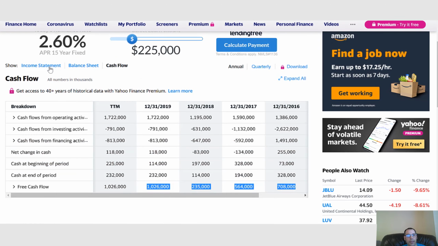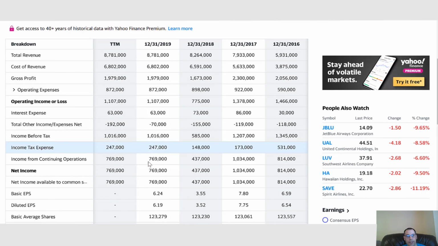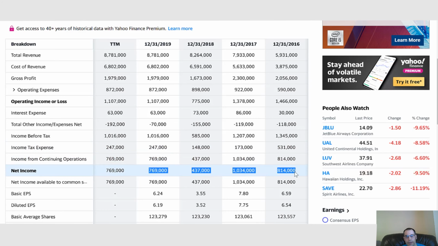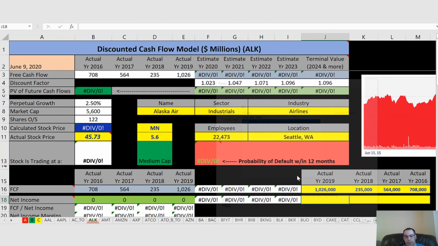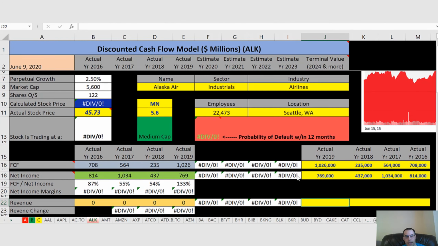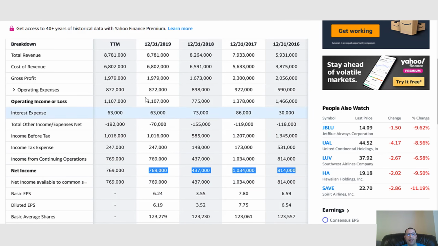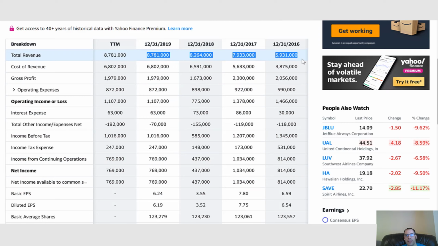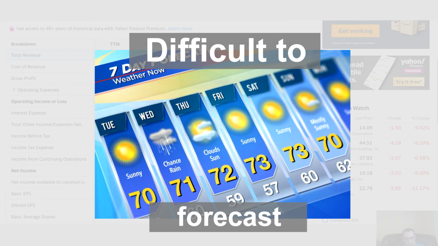Net income is the profit and loss for a given year. And that's also positive, which helps a lot because when looking at deals, if there's a lot of negatives in the numbers, it makes it really difficult to forecast.